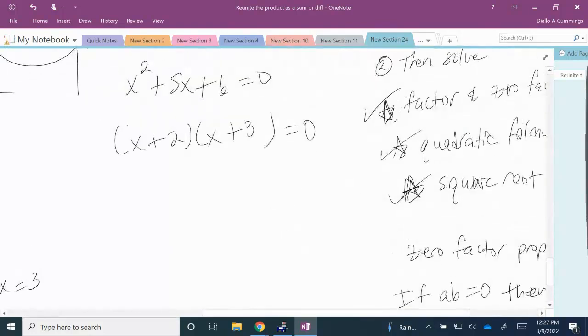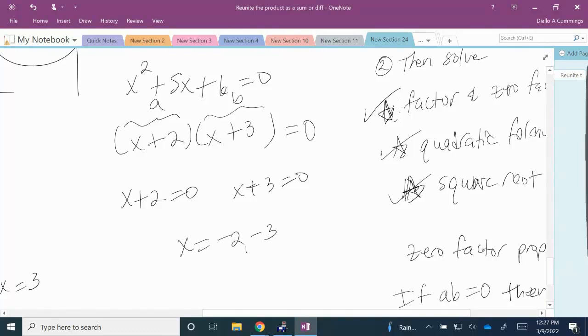Right? So that's what I'm going to do here. And in this instance, A is going to be x plus 2 and B is going to be x plus 3. So I have x plus 2 equal to 0, x plus 3 equal to 0. Right? And these things are now linear equations, right? Because the squares disappeared since we factored. And in order to solve, we're going to isolate. So x is equal to -2 or -3.